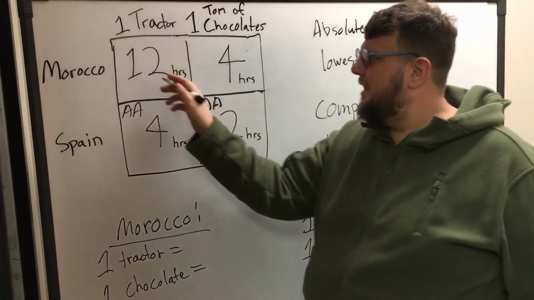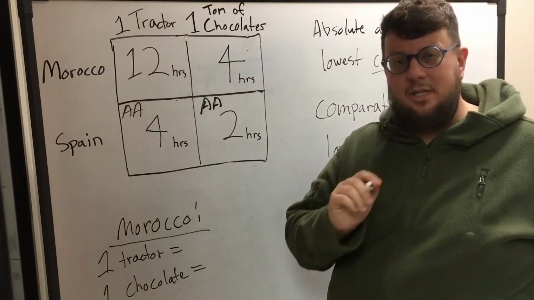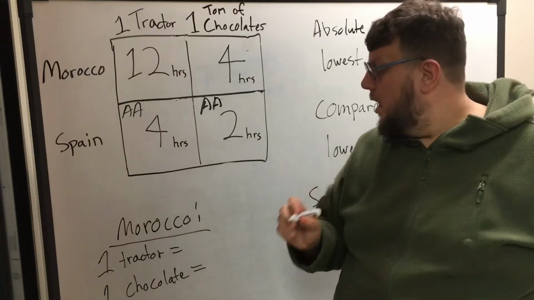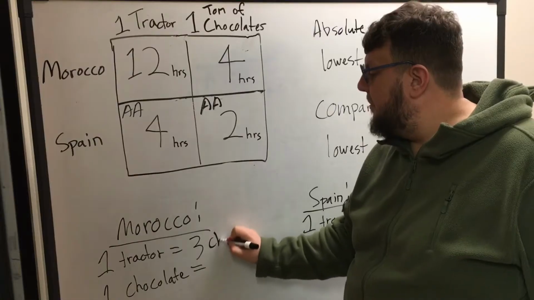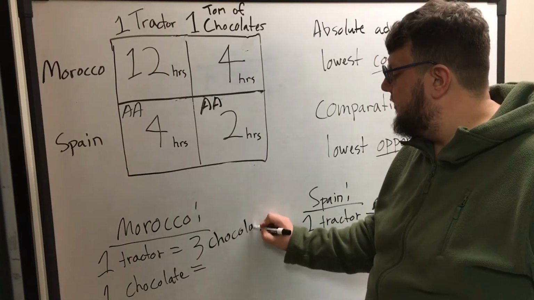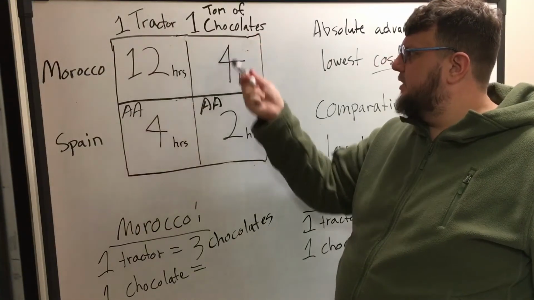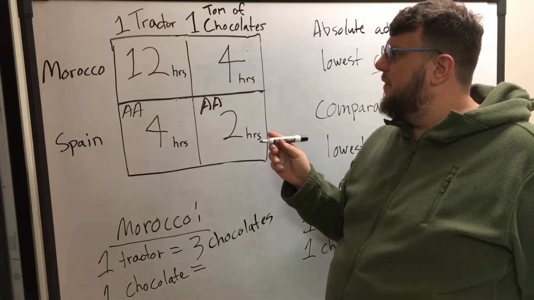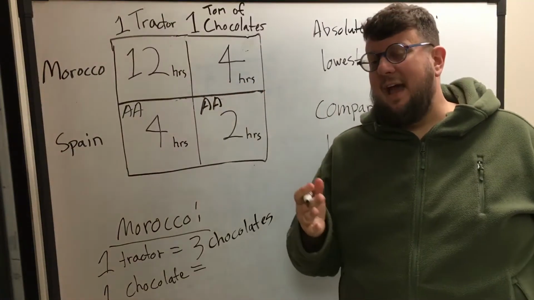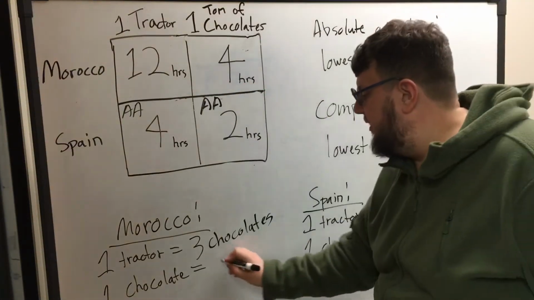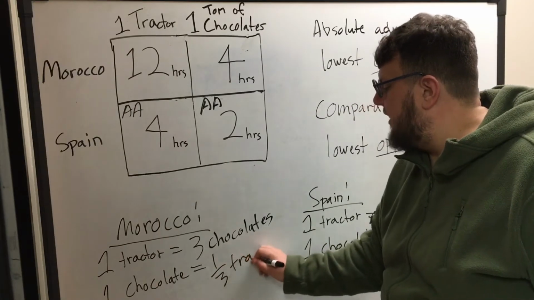So let's go ahead and take 12 and put it over 4 and simplify it. What do you get? You're going to get 3 over 1, or 3, which means for one tractor, they are giving up making 3 chocolates. Let's go ahead and do the reverse. So in this world, they can make a ton of chocolate in 4 hours, or they can make a tractor in 12 hours. So let's put 4 over 12. If you simplify that, you're going to come up with 1/3. So one chocolate costs them 1/3 of a tractor.